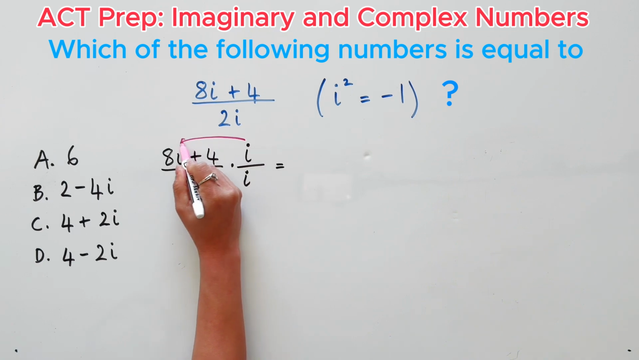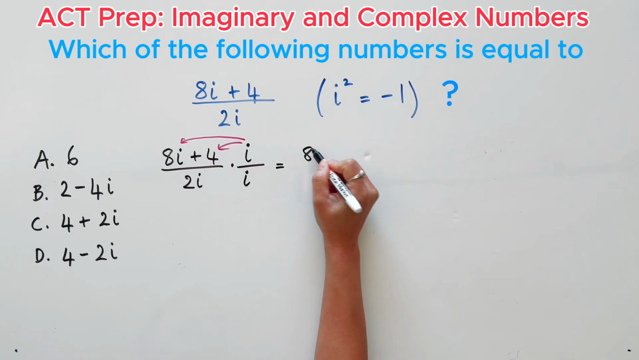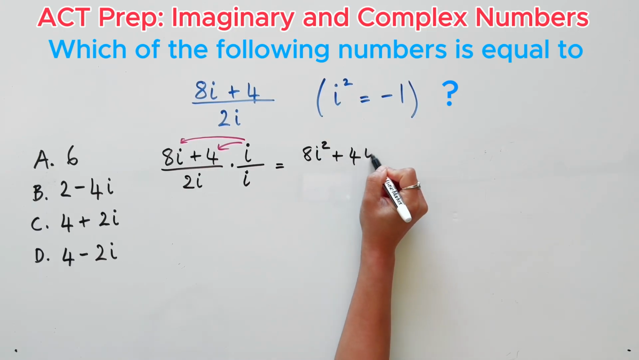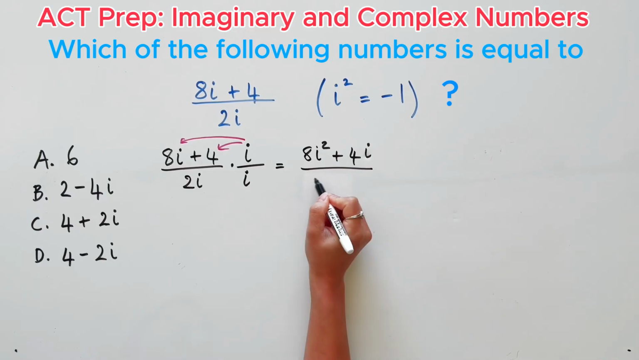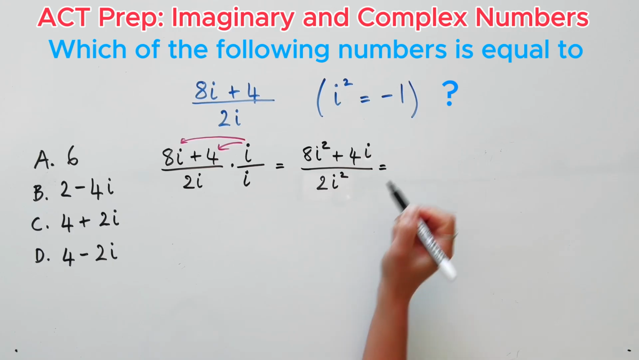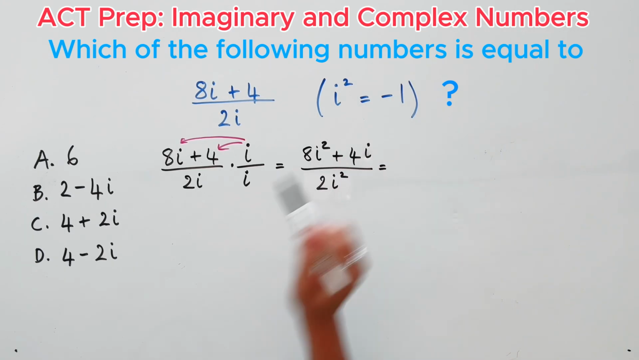We can distribute like this. So we have 8i squared plus 4i over 2i squared equals 2. Now replace i squared with -1.